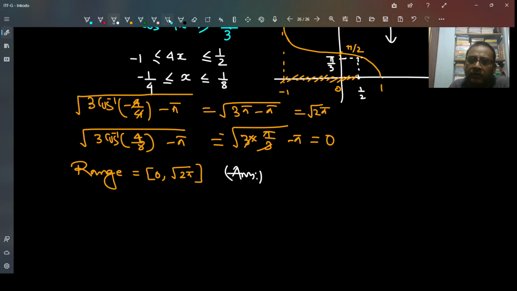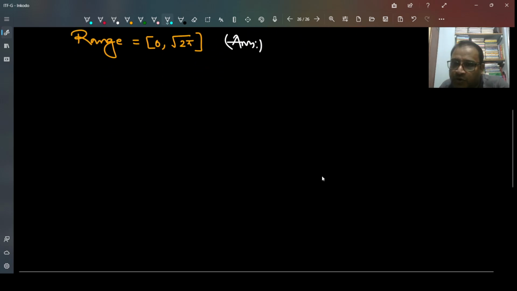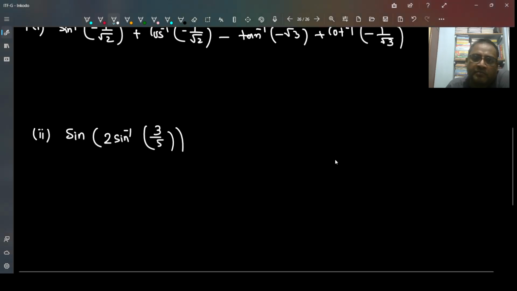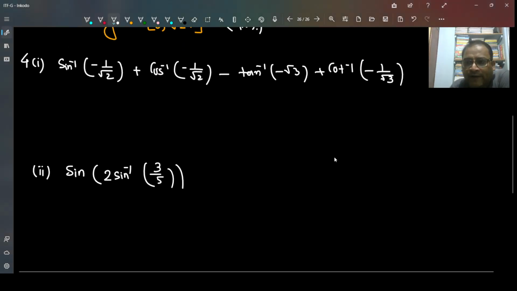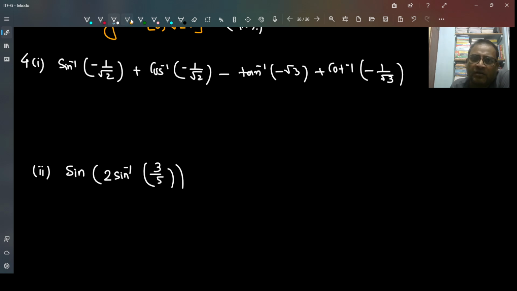Okay, now we will do more sums today. A few questions are left, and we try to cover them here. Question number 4, part 1. Here we have to find the value of this expression.